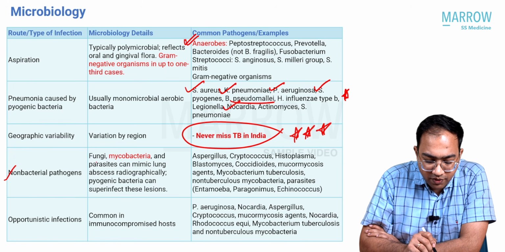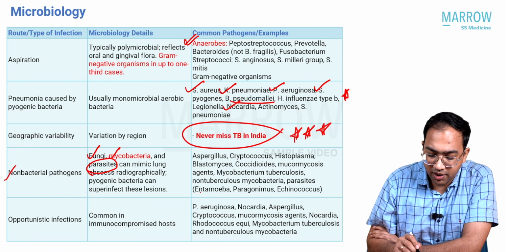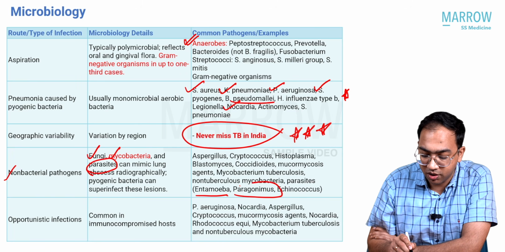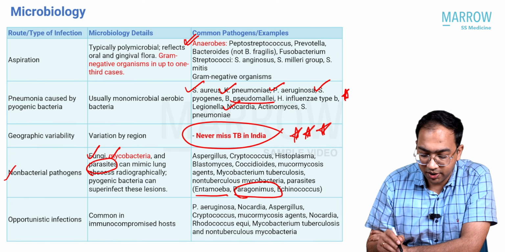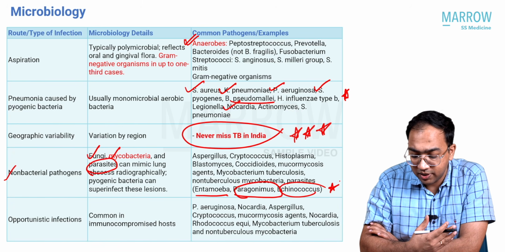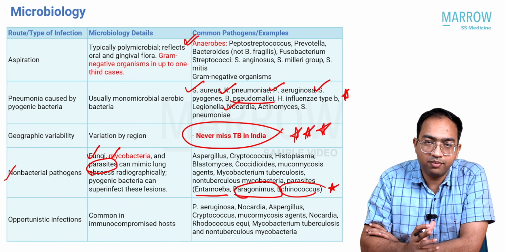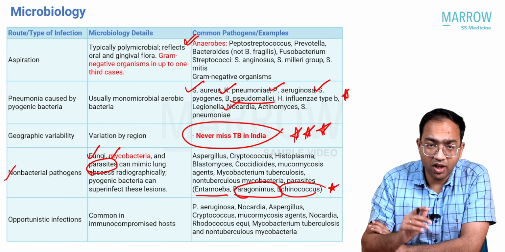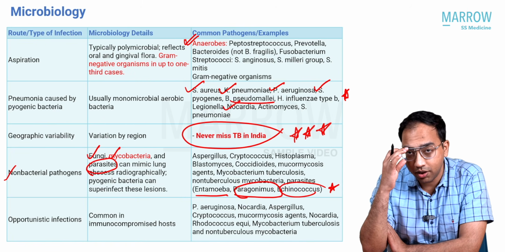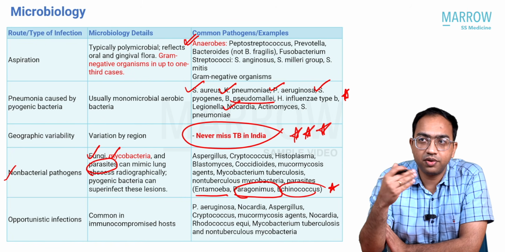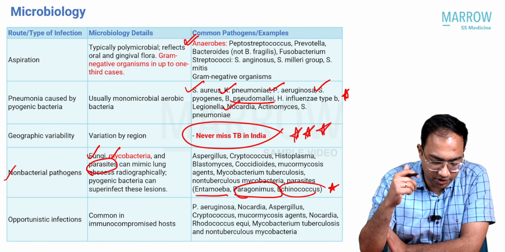Non-bacterial pathogens: we have discussed fungi, mycobacteria, parasites. So, which parasites? Entamoeba, very rarely Paragonimus in patients coming from the Northeast, and Echinococcus, an important differential, because it won't be a lung abscess per se, but it will look like one when it's involving the lung. That is, the hydatid cyst on imaging might be a close differential. It might look like a lung abscess sometimes.